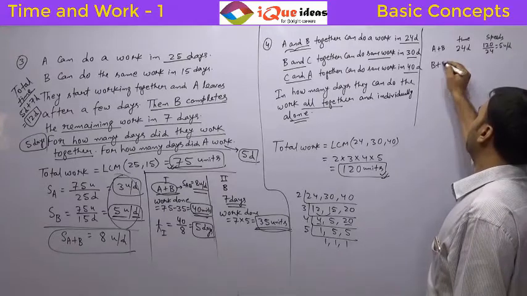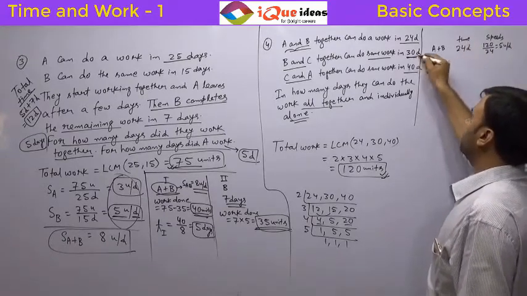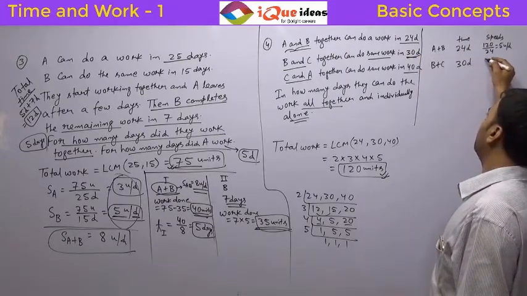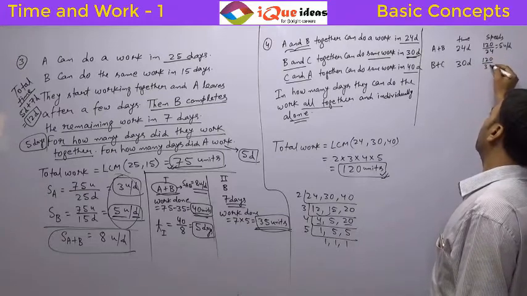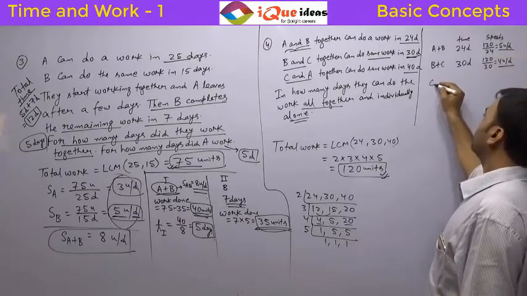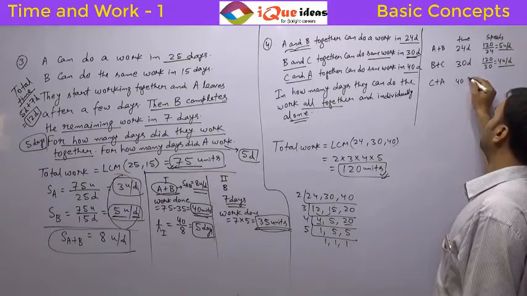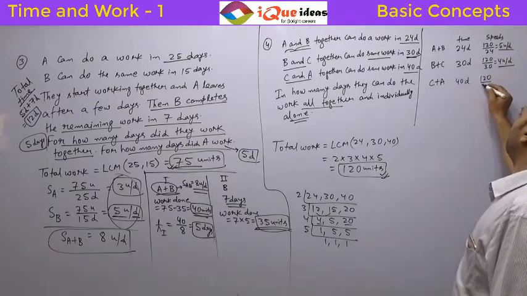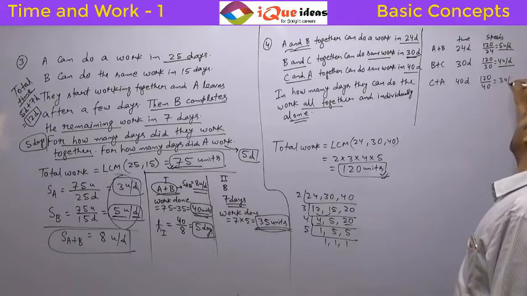Similarly, B and C. What is the time taken by them? It is 30 days. So their speed will be 120 by 30, which is 4 units per day. Time taken by C and A is 40 days. So speed will be 120 by 40, that is 3 units per day.